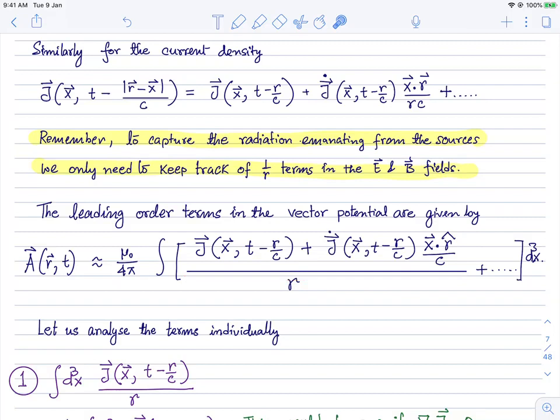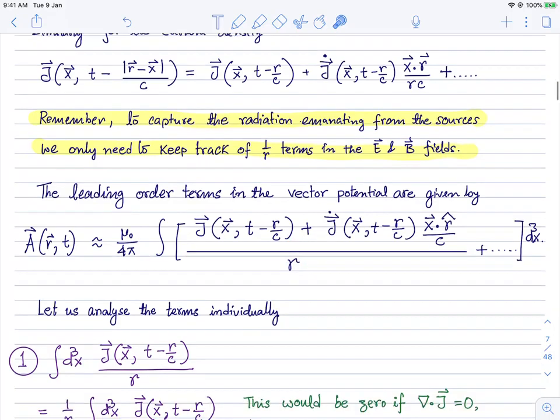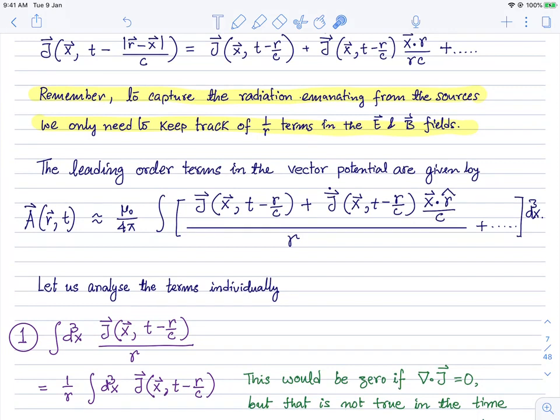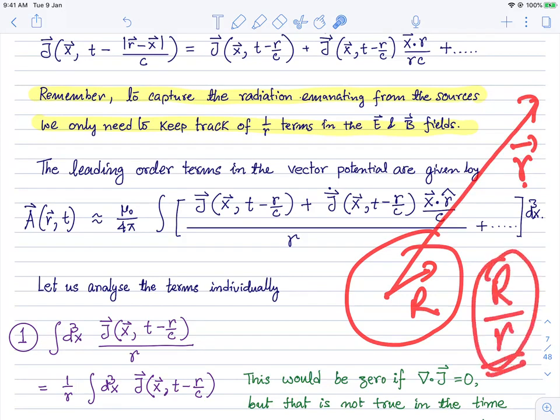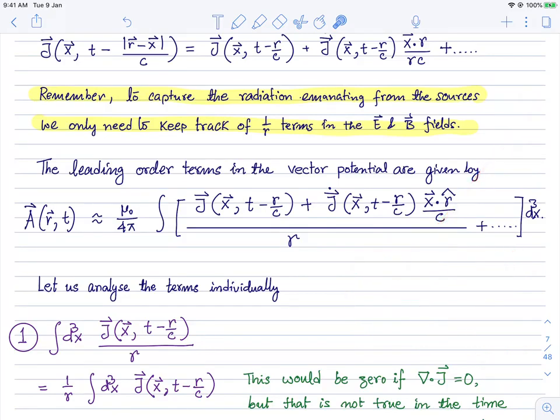Of course, there are terms which are higher powers of r that can be neglected. We are considering that the charge density is limited to a region of space of radius small r, and we are considering the fields at a distance far away. If this capital R by small r is small, that justifies throwing away the terms which are higher powers in R in this expansion.